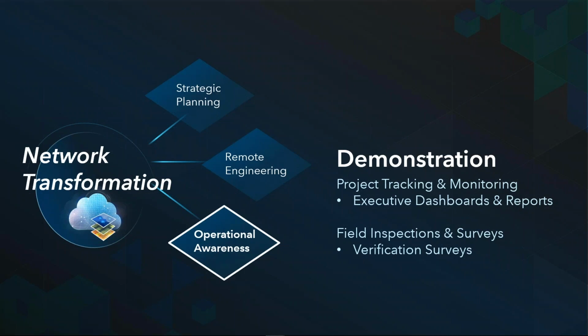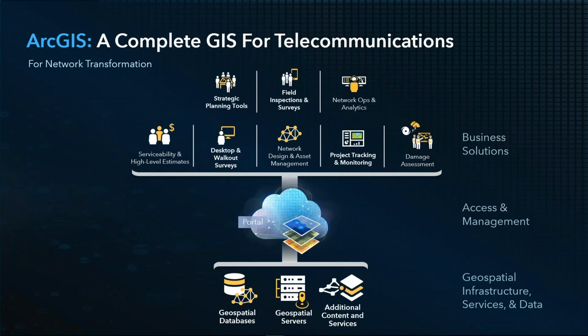So with Esri's solutions for enhancing operational awareness, we saw how management teams can easily track projects and how field techs can update their managers in real time from the field. Now, ArcGIS, as I mentioned, is a complete GIS for telecommunications that offers these focused business solutions for network transformation on top of industry-leading geospatial infrastructure. With ArcGIS, your organization will be able to meet all of your network transformation goals.